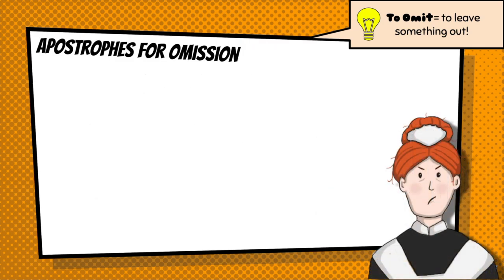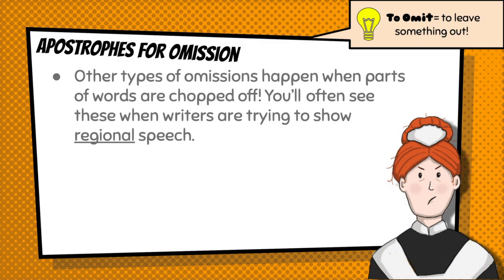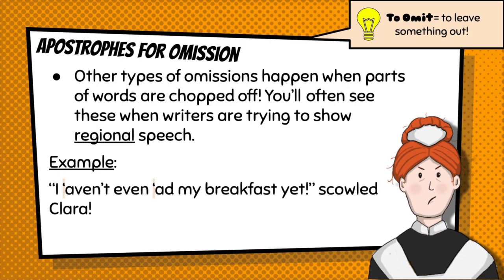So let's have a look at some more examples. As I said, other types of omissions happen when parts of words are chopped off, and probably the most common time that you'll see these is when you're reading some fiction and a writer is trying to show a regional type of speech. So regional just means a particular region that someone comes from. So here we have Clara, the Victorian maid, and she's actually Cockney, she's from London, and this is how she might sound if she was very cross.